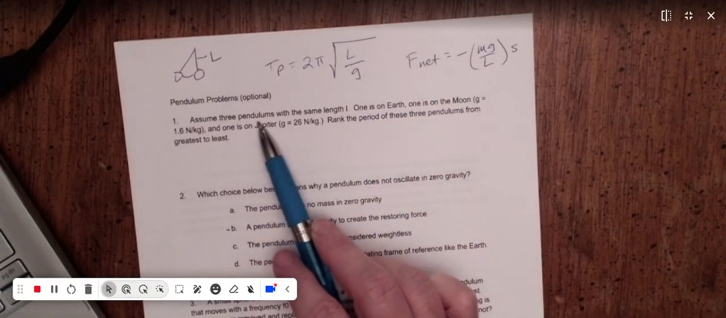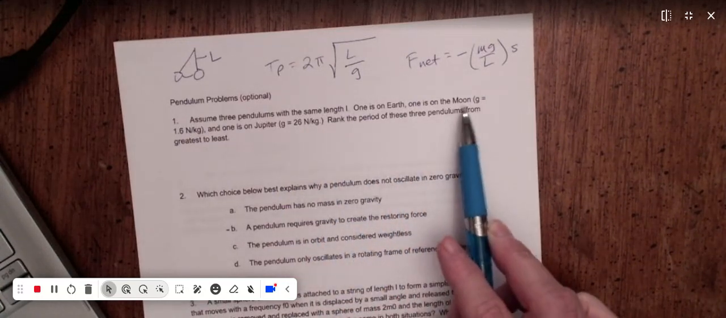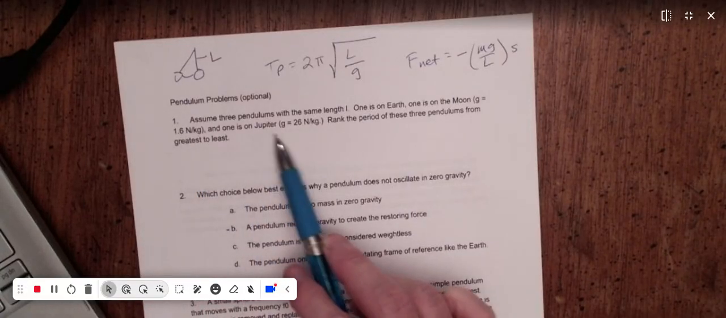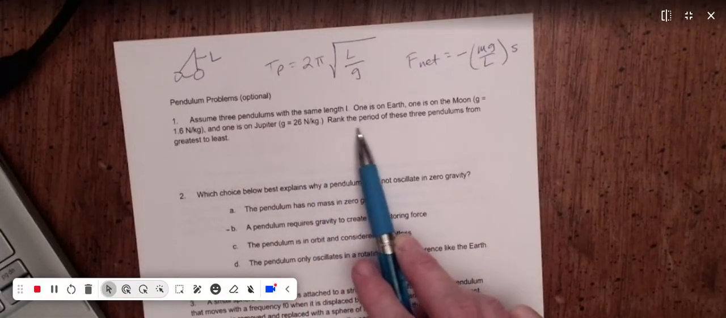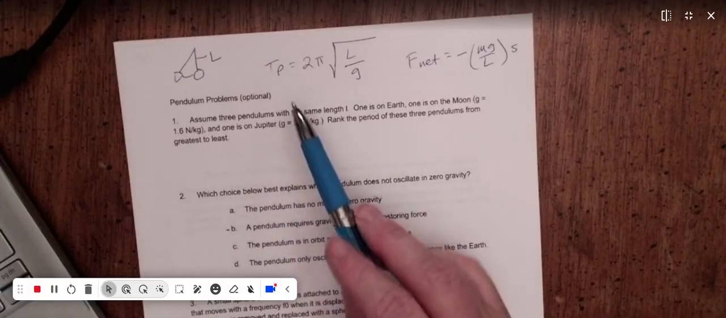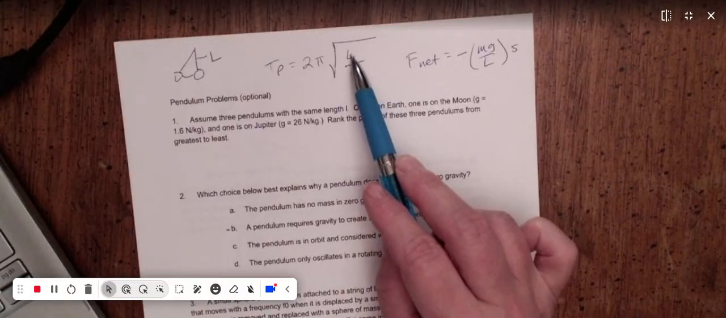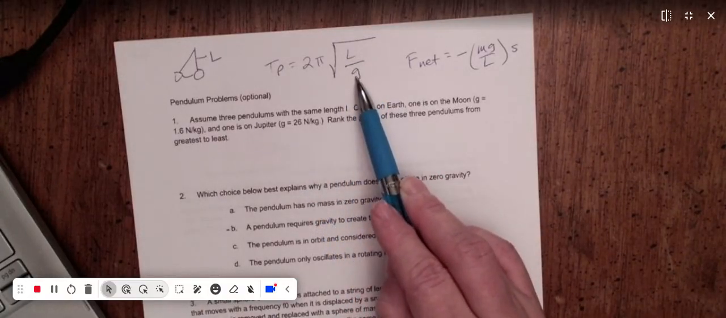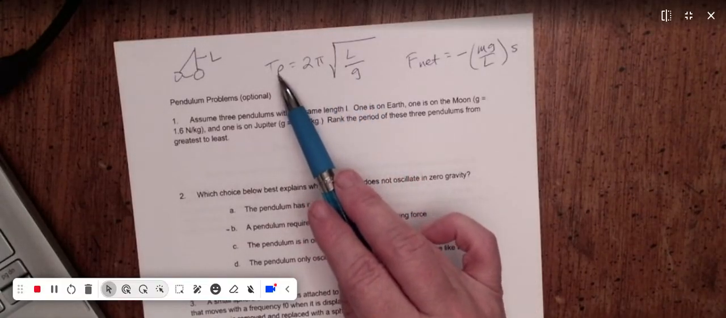All right, assume 3 pendulums with the same length L. One is on Earth, one is on the moon, where the G value is 1.6, and one is on Jupiter, where it's 26, it's big. So rank the period of these 3 pendulums from greatest to least. Well, looking at this period equation, they all have the same length L, but G is different. So if I've got a smaller value on the bottom of this, I'm going to get a larger value for period.